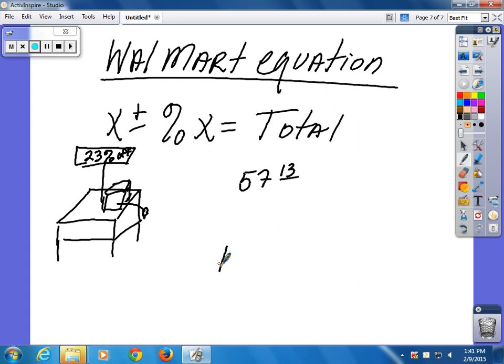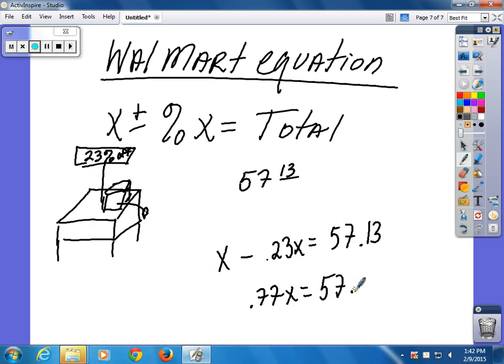So it'll be X minus 0.23X is equal to 57.13. Now this is what gets everybody. I go down here and I say 0.77X is equal to 57.13. Divide by 0.77. And then somebody does that in the calculator for me. And what do you get?